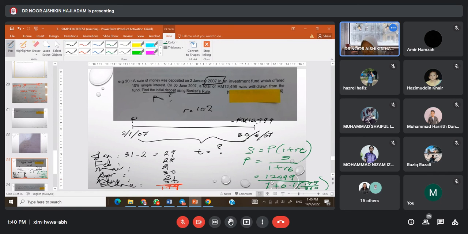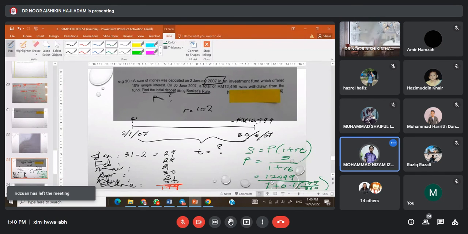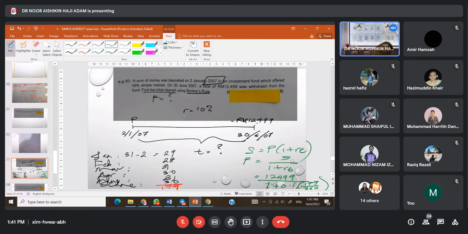Okay. So from here, can you find P? Cuba buat. RM11,907.21. Lain daripada jawapan saya. RM11,906.96. Betul. Yang you punya RM907 tu you buntarkan dekat mana tu? Buntarkan tak? Tak.